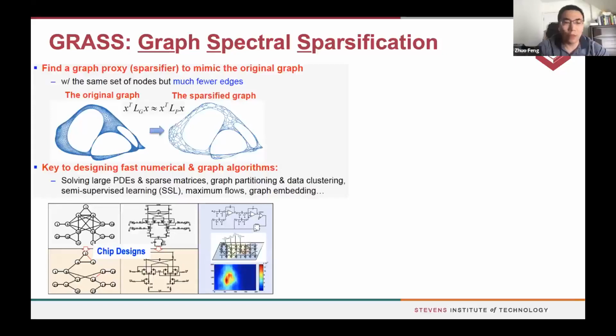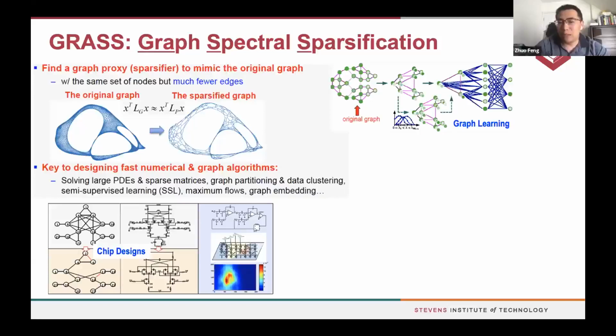For instance, when we are dealing with a chip design task, we can simplify the circuit network drastically without impacting the most important circuit properties. Then we are able to quickly design and optimize the circuit given the simplified circuit structure. So this will allow us to tackle very complicated circuit design tasks in a more efficient manner.